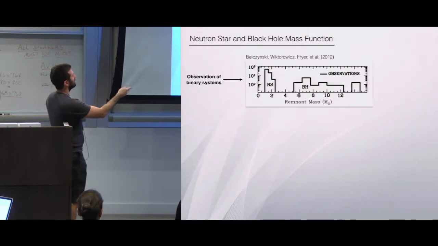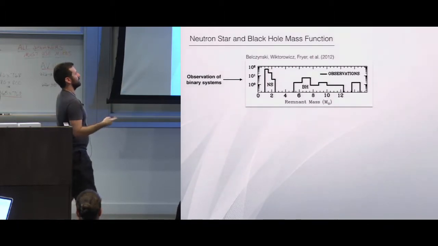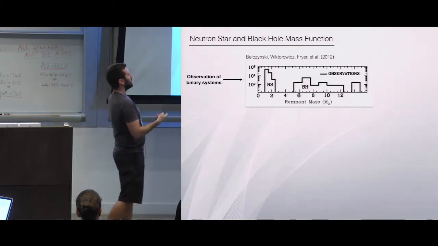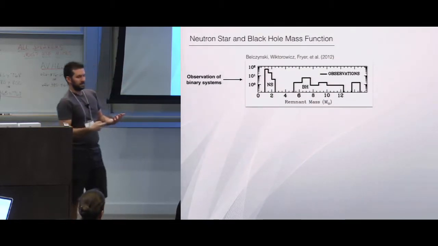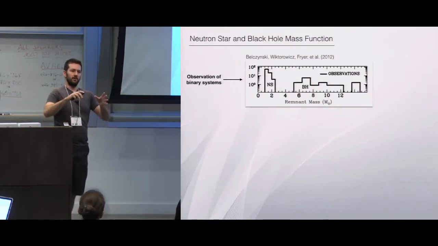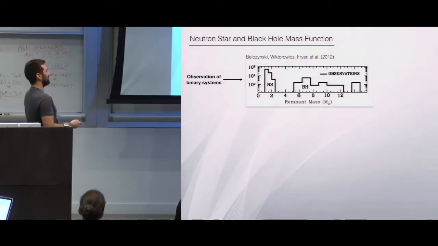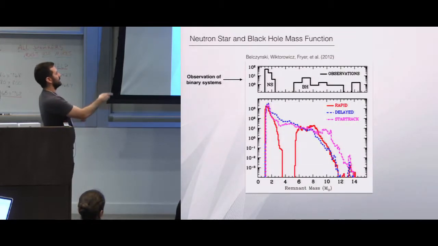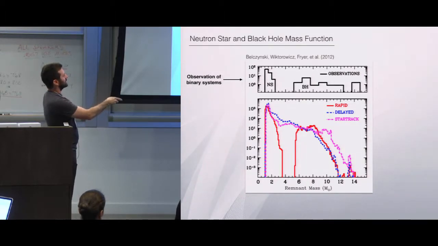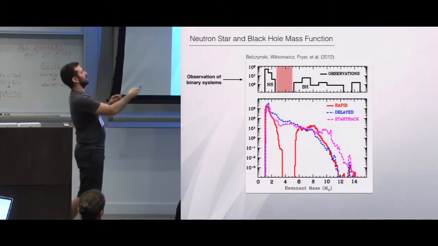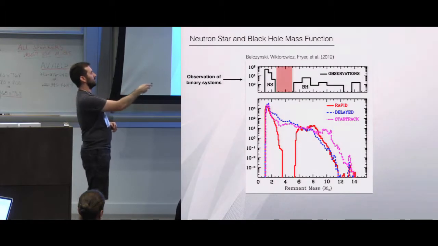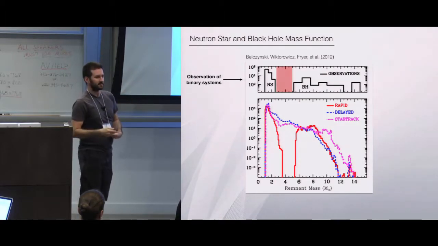You have the remnant mass here, and these are X-ray binaries. So Chris Fryer came up with a theoretical expectation of what would be the relation between the initial mass of a star and its final mass. And he plugged that into different models, and basically he ended up having this red line. So it's not a perfect match, but at least there's a clear gap in observation, and he was able to reproduce this gap using his model.